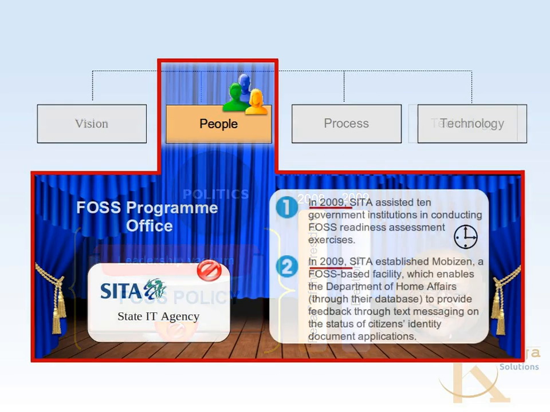One of the things that happened in the implementation of the FOSS policy in the early days was the establishment of the FOSS program office in the State IT Agency. That would be something similar to SERPRO. If you look at the SITA website, it says, oh my, in 2009, SITA assisted government institutions in conducting FOSS readiness assessment exercises. And in 2009, SITA established Mobizen, a FOSS-based facility. I mean, it sends out SMSs. Sorry, but that's a week's work. These are not implementations of the FOSS policy, and that's it. The office has been up and down, and it's slightly up again now, I think.